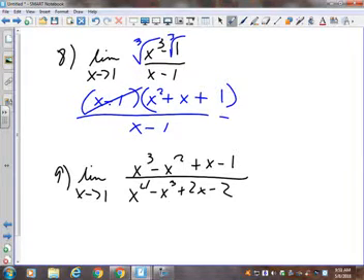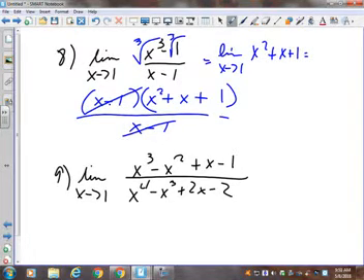So now I can cancel out that part of the problem that's causing the hole so that I can rewrite my question with the simplified polynomial and plug it in. 1 plus 1 plus 1 is 3. 1 squared is 1. Plus 1 plus 1. So it makes the math go a whole lot faster when you simplify it.